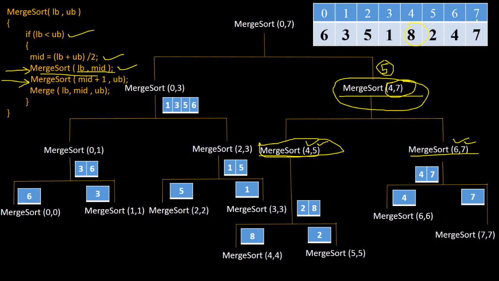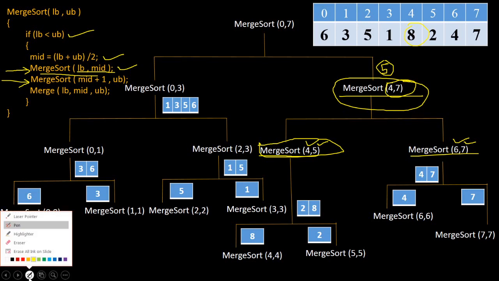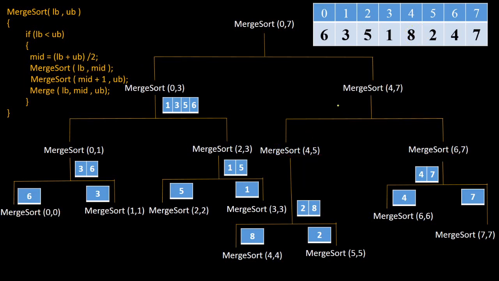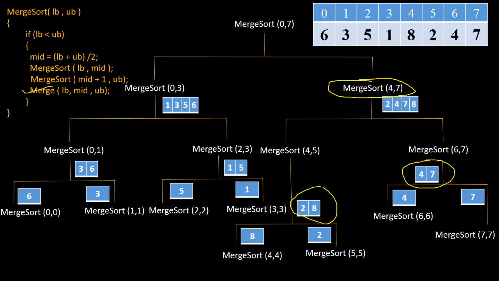Now I will erase all these things so that it will be helpful to understand. This function has also completed its working. Only thing remaining is merge. When this line is executed, this 2 and 8 and 4 and 7 will be merged into a single sorted array, that is 2 4 7 8.